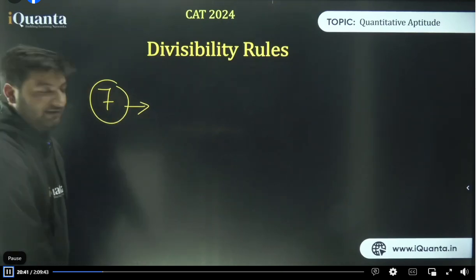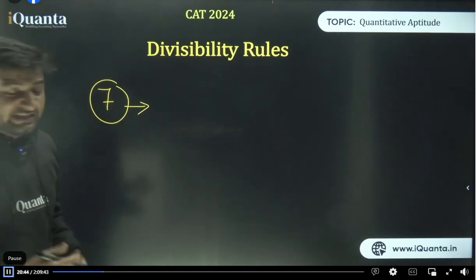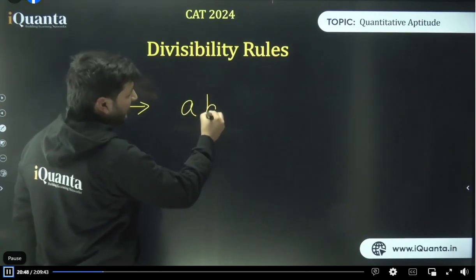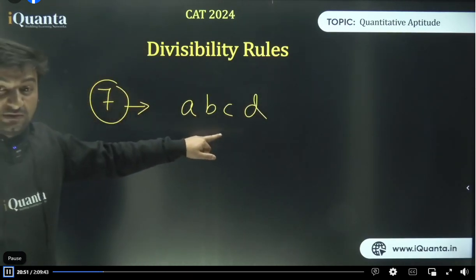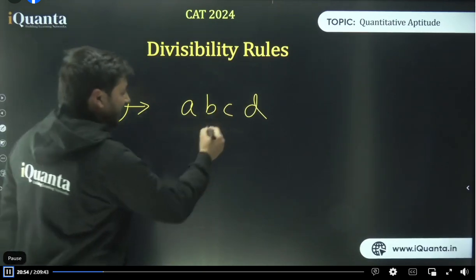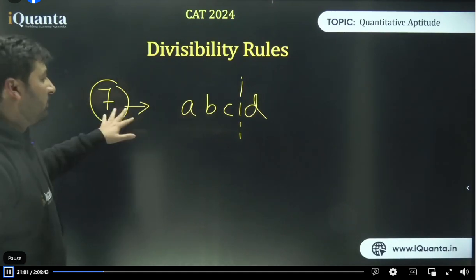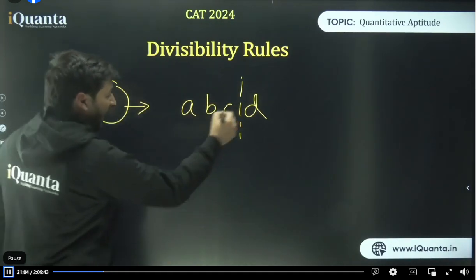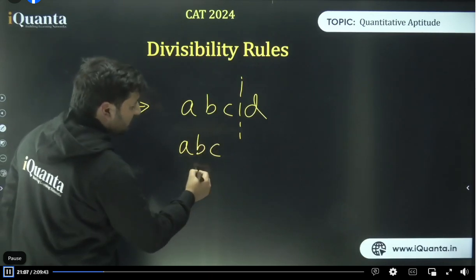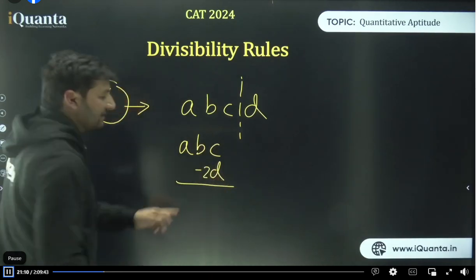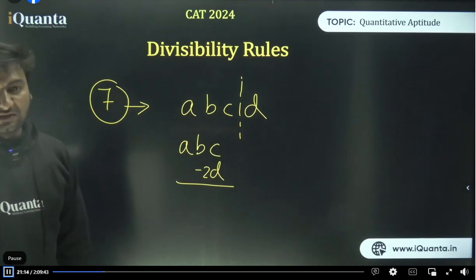Okay, 7. The divisibility of 7 says that suppose I have a number ABCD, and I have to check the divisibility of 7. It is slightly more complex than the previous ones. What you will do is first separate the last digit from the given number, and you will find the difference between the other digits and 2 times the last digit, and that will give you the answer.